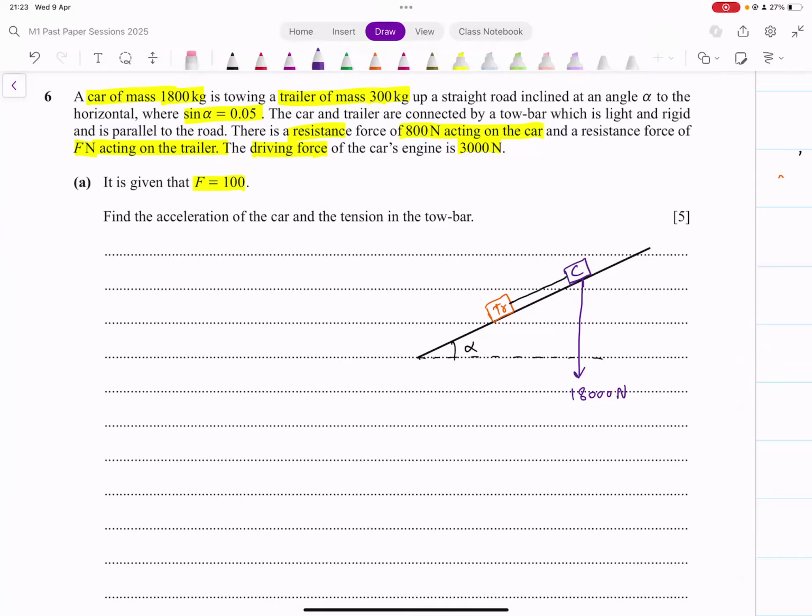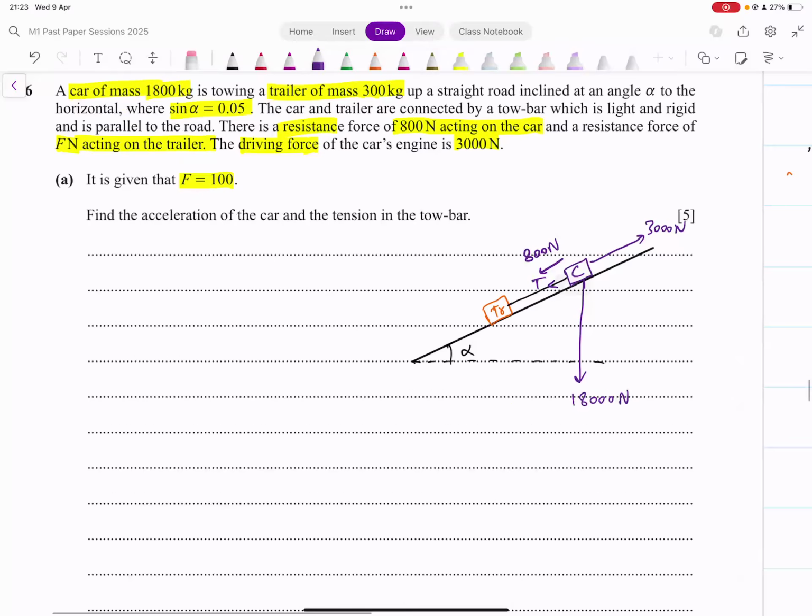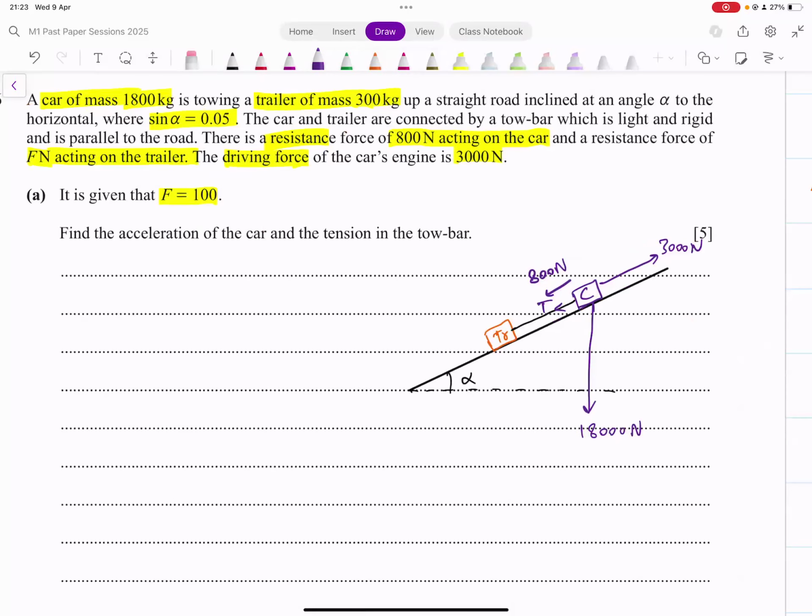So we have weight. What else? We have driving force on the car. That's what it says. Driving force is 3,000 Newton. That's acting in this direction. What else? There's resistance on the car, and that is 800 Newton. That will act opposite to the motion. Let's represent it here. That is 800 Newton. And there's going to be tension because it's connected to the tow bar. This is tension that also acts away from the car, towards the left side. These are the forces acting on the car.